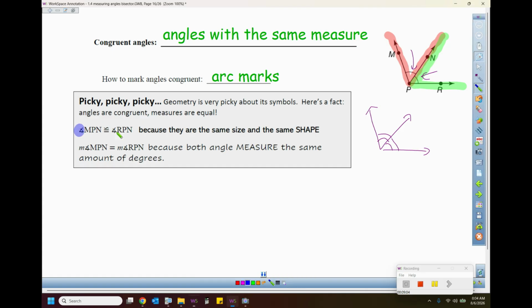If you use an angle symbol, then you have to use a congruent sign. The angles are congruent. They are the same size, same shape. But their measures, like 45 degrees or 72 degrees or whatever, the measures are an equal symbol. So picky, picky, picky. Can't use a congruent sign and an M at the same time. If you don't use an M, you've got to use a congruent sign. And we'll get so much better at that as we go along.